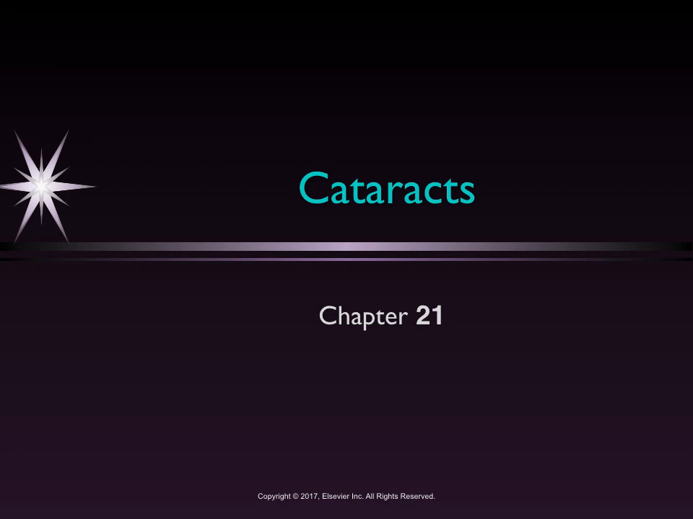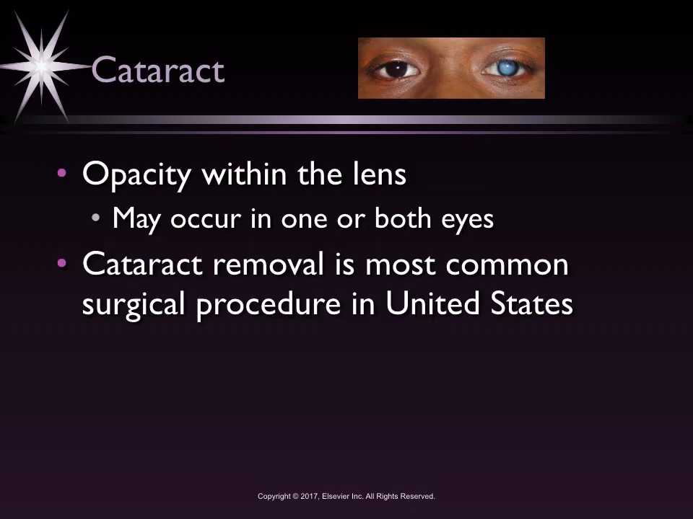In this portion of the lecture, we're going to talk about a few of the more major types of visual problems, and we're also going to talk about hearing disorders as well. When we talk about cataracts, we're talking about an opacity that exists inside of the lens, and is caused by protein changes in the lens itself. It can occur in one eye or in both eyes.